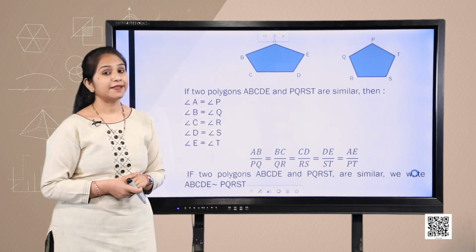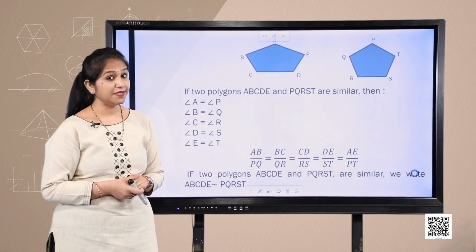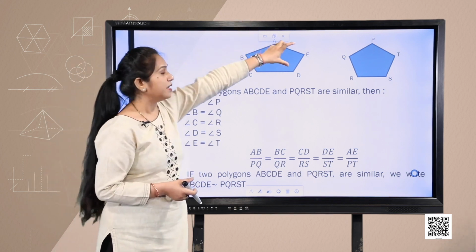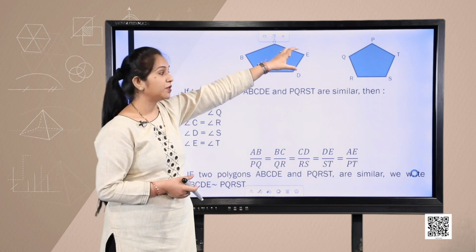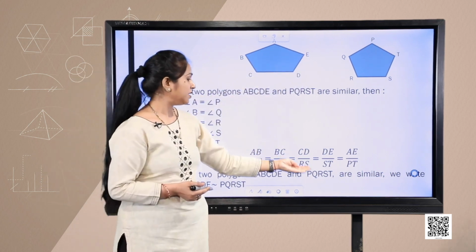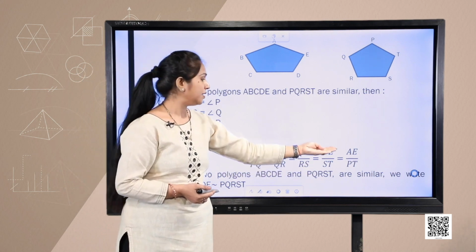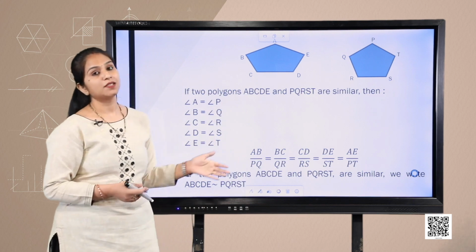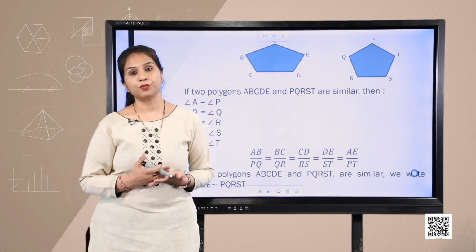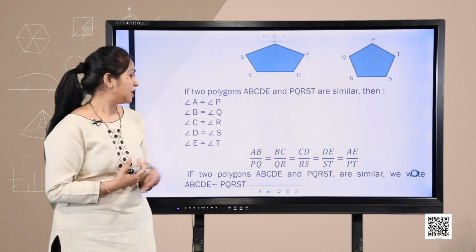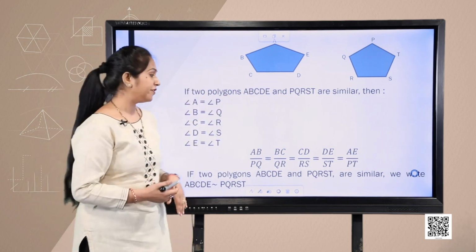When we say the sides are in proportion, it means we are writing the first side, AB upon PQ, is equal to BC upon QR, is equal to CD upon RS, DE upon ST, AE upon PT. So all the sides of the first polygon are in proportion, or in ratio, to the sides of the second polygon. So these two are similar figures.